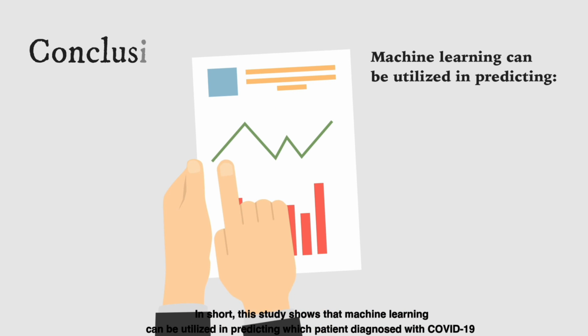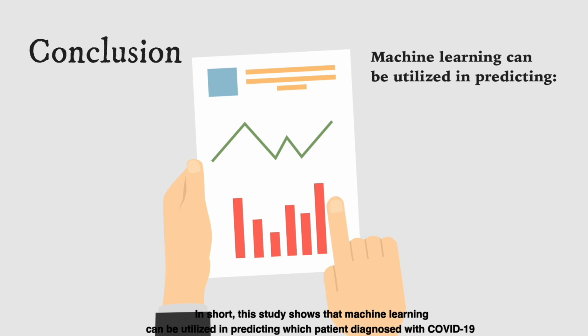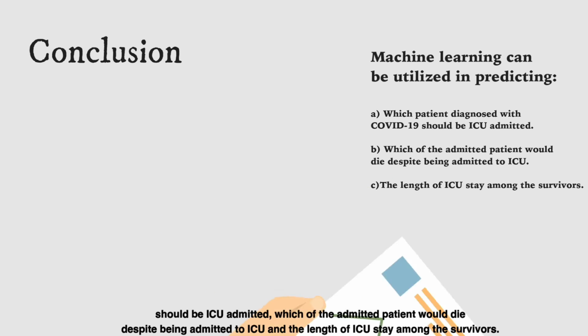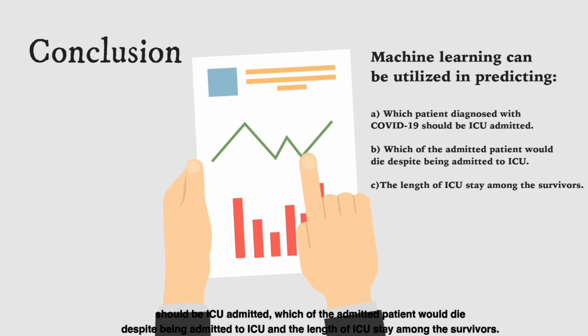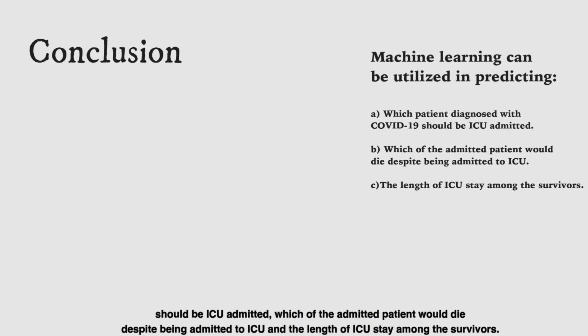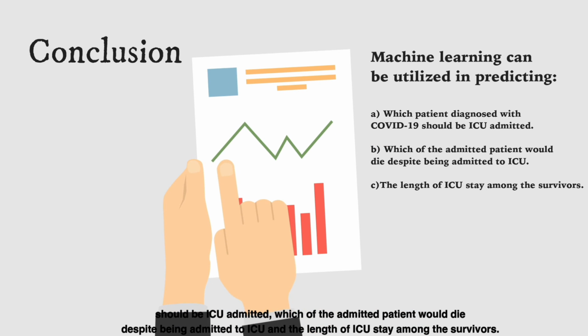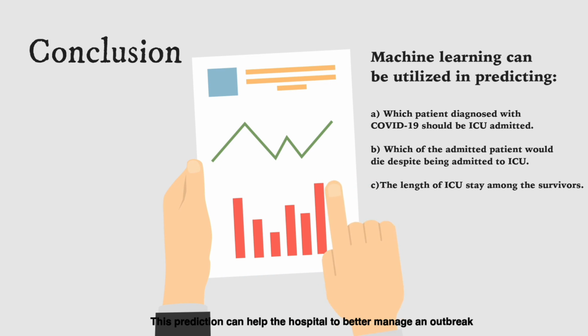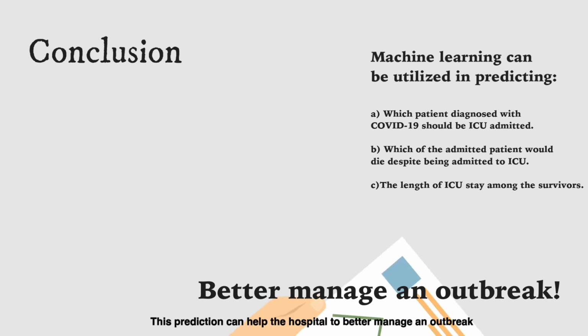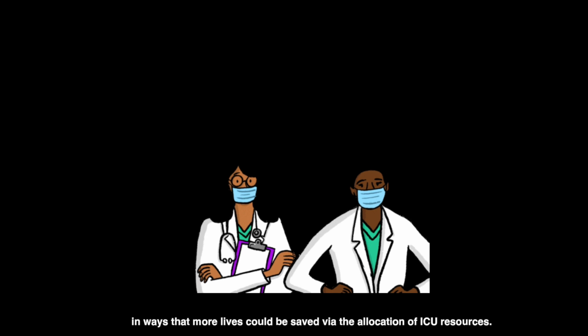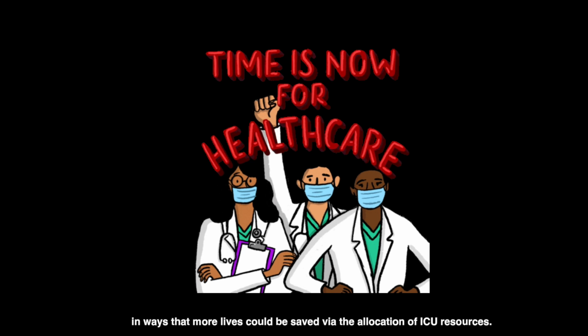In short, this study showed that machine learning can be utilized in predicting which patient diagnosed with COVID-19 should be ICU admitted, which of the admitted patients would die despite being admitted to ICU, and the length of ICU stay among the survivors. This prediction can help the hospital to better manage an outbreak in a way that more lives could be saved by the allocation of ICU resources.